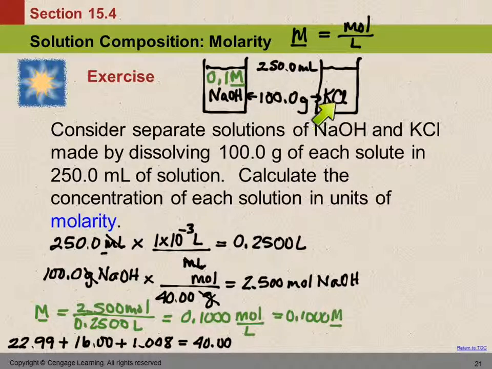Now this other one, this was also made by adding 100 grams to 250 mils. Is it the same concentration? Question. Yeah. What did I do? I don't know what I did. 2.5 divided by 0.25 equals 10. I don't know what I did, but thank you. Obviously, I did something wrong.